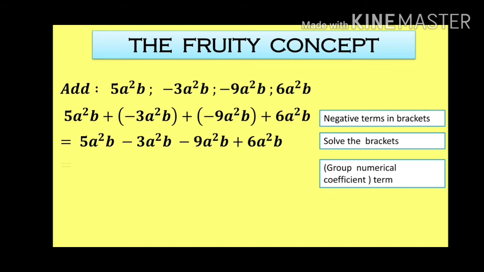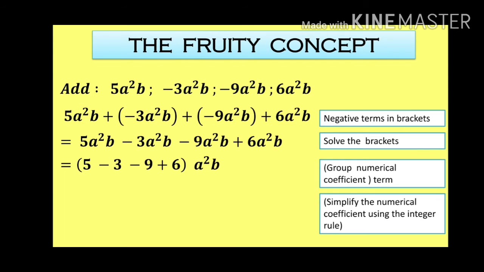So we have 5, minus 3, minus 9 and 6. All the number parts we are bringing together, and whatever the similar term is, we are keeping aside. So a square b is common for all. So a square b will be on the other side, and in the bracket we will put 5 minus 3 minus 9 plus 6. We will use the integer rule to solve this.